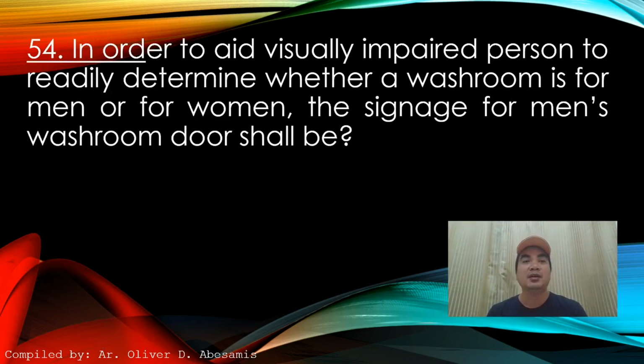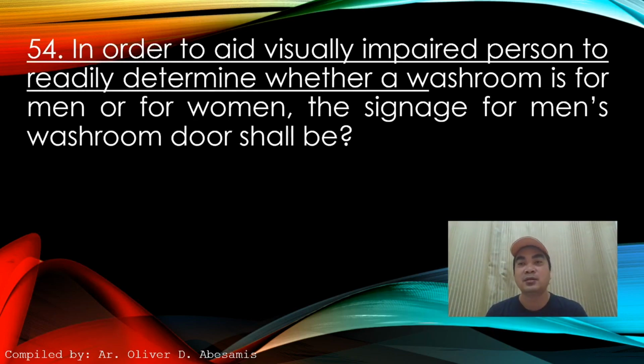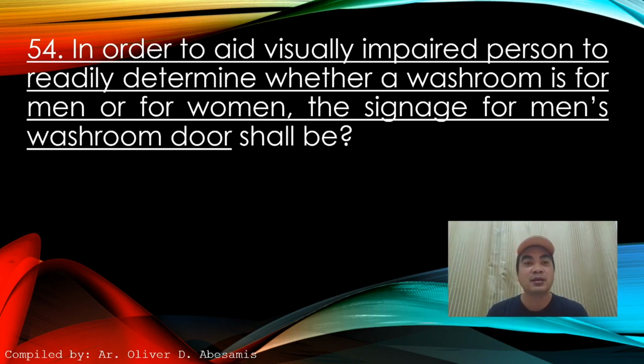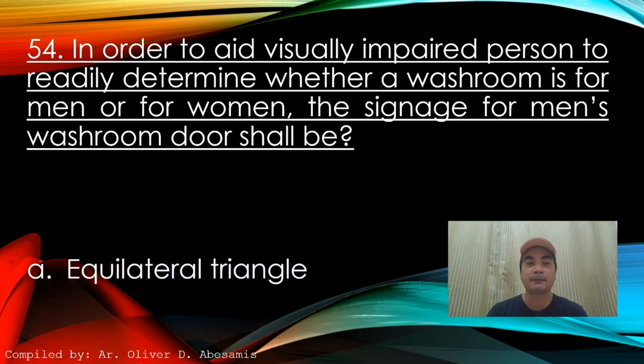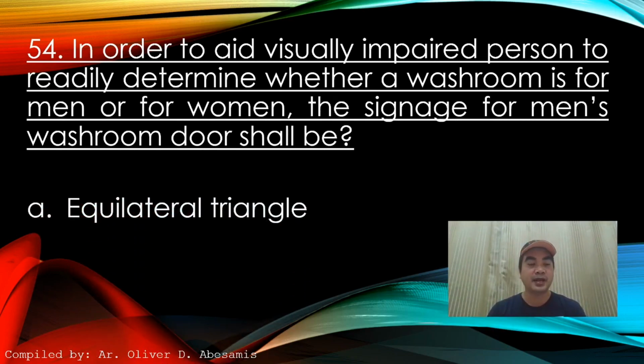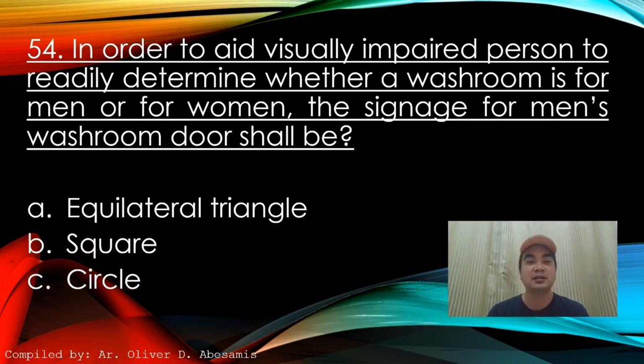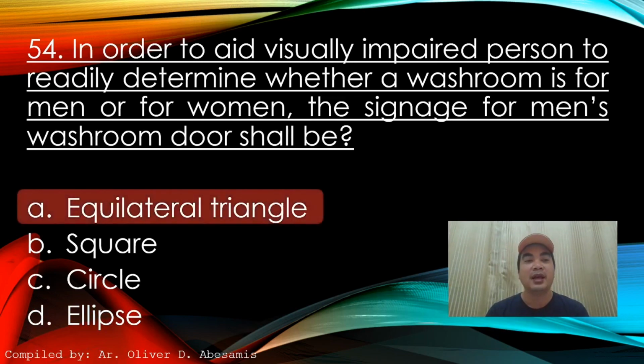54. In order to aid visually impaired persons to readily determine whether a washroom is for men or for women, the signage for men's washroom door shall be A. Equilateral triangle. B. Square. C. Circle. D. Ellipse. Answer: A. Equilateral triangle.